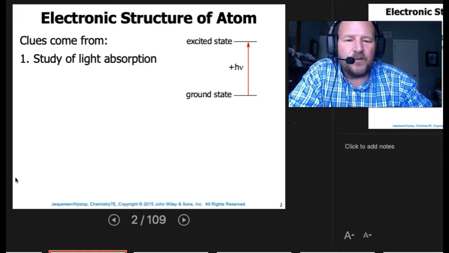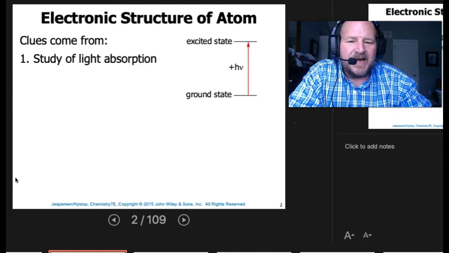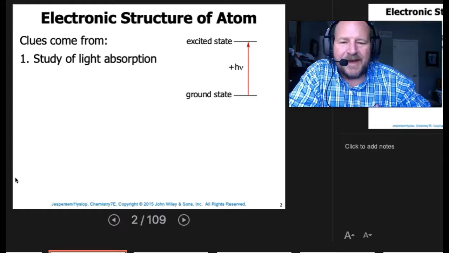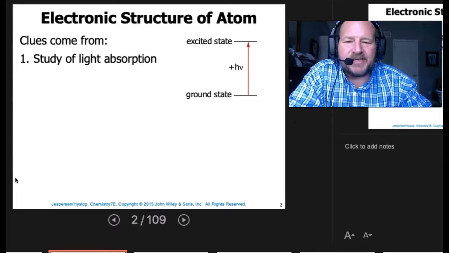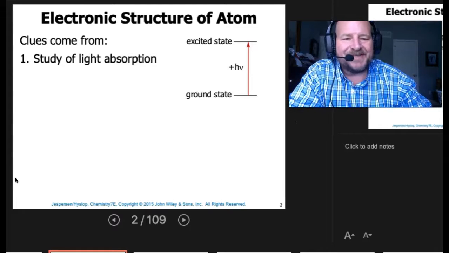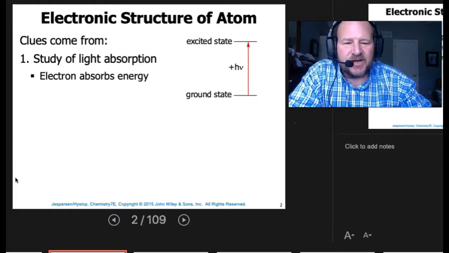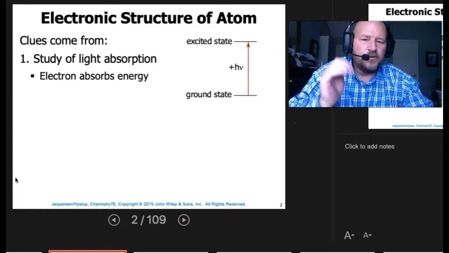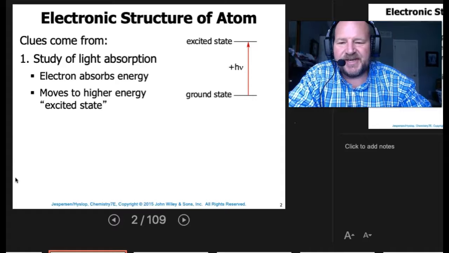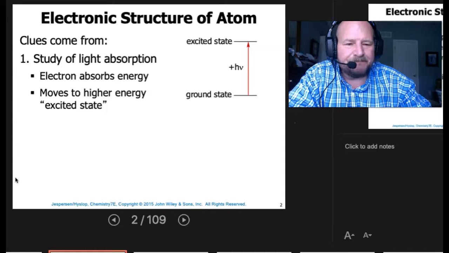So what we can see now is that we have a ground state electron. We're going to add one quanta, or an H nu, of energy, and that's going to transform that electron up to an excited state. So the electron itself is going to absorb energy and then what we call promote, or move to a higher energy state called an excited state.